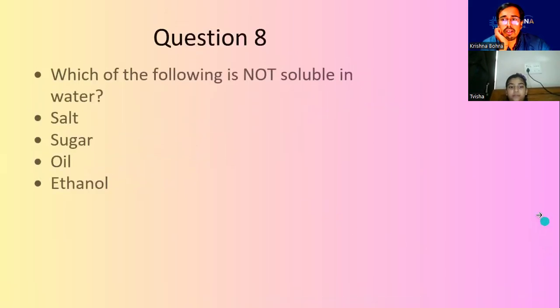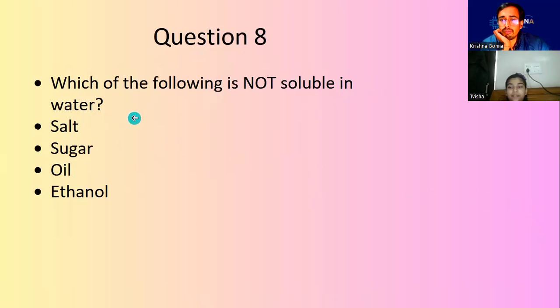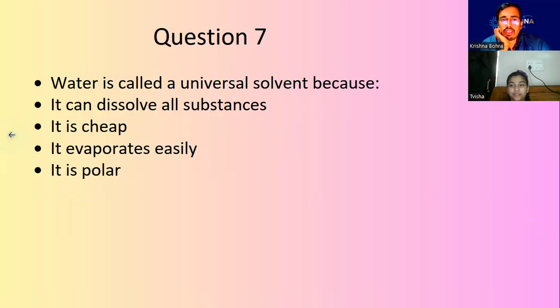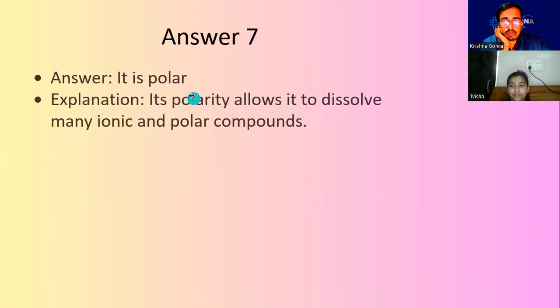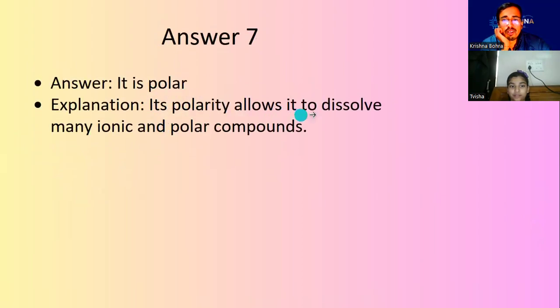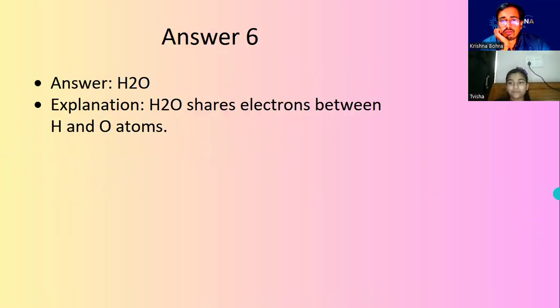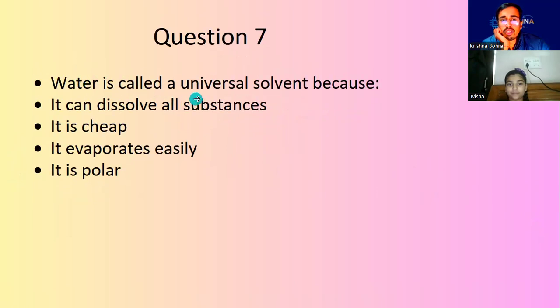Let's move on to question number 8. In the answer it was written it is polar. Its polarity allows it to dissolve many ionic and polar compounds. Water is a universal solvent because it can dissolve all substances. Actually, yes, the fourth option needs to be the answer. It cannot dissolve all the substances. Oil is an exception for that. I beg your apology.